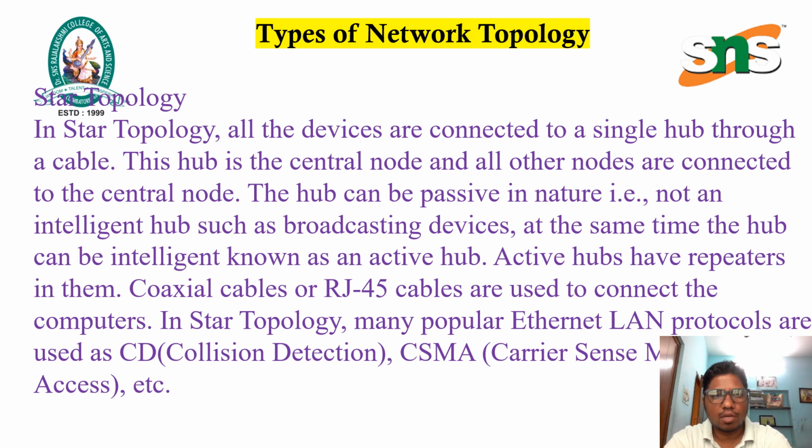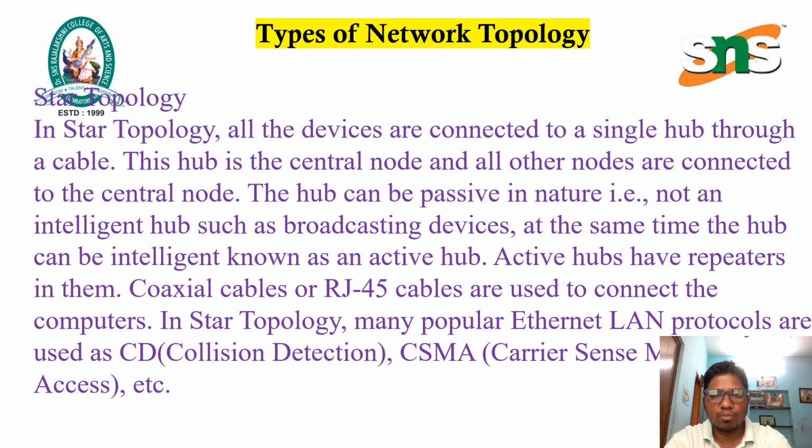Next one is the star topology. All the devices are connected to a single hub through a cable. This hub is the central node, and all other nodes are connected to the central node. The hub can be passive in nature, for example a non-intelligent hub such as a broadcasting device. At the same time, the hub can be intelligent, known as an active hub.